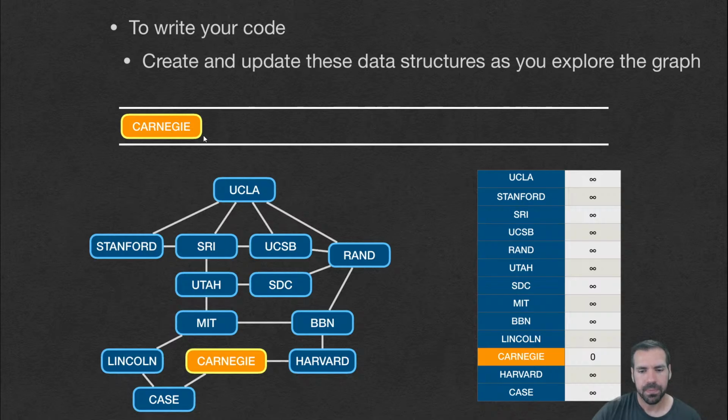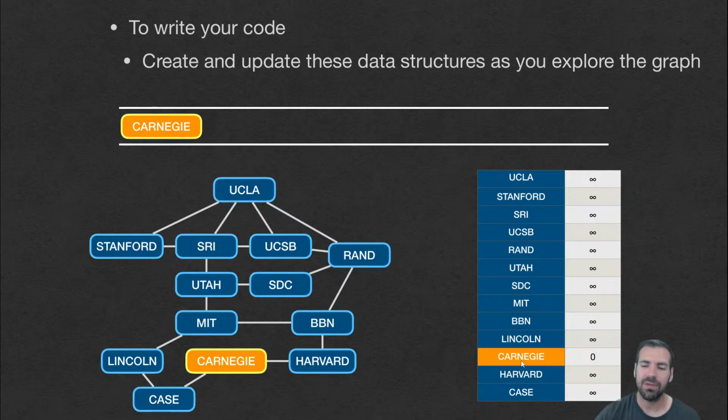And we create these three data structures and then initialize them all with our starting node. So we're going to enqueue the starting node. We're going to mark the starting node as explored, so add it to your array list. And we're going to set its distance to 0.